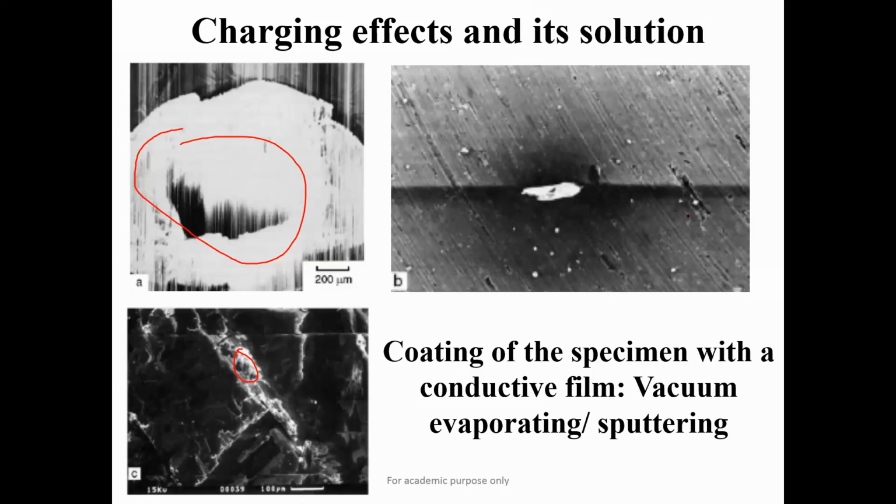And this is again some kind of artifact. This is again due to the resistive nature of the sample. So if we are going for analytical analysis, we need to coat our sample with carbon or gold. Any conductive coating should be there.